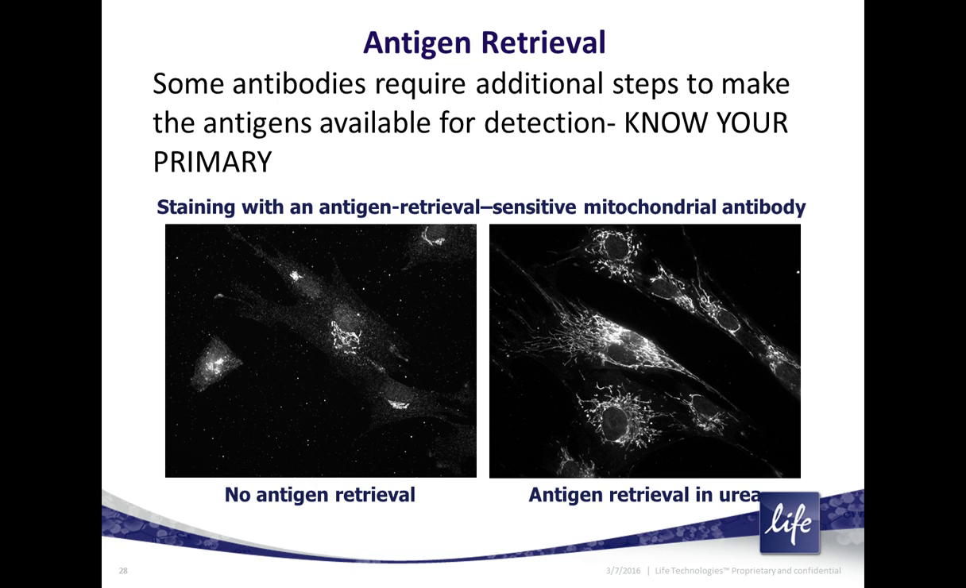For no primary controls, would you still add a secondary antibody? Yes, that's what I'm talking about. So a no primary control would have no primary, but you would add the secondary antibody. Okay, let me just go on to the conclusion real quick.